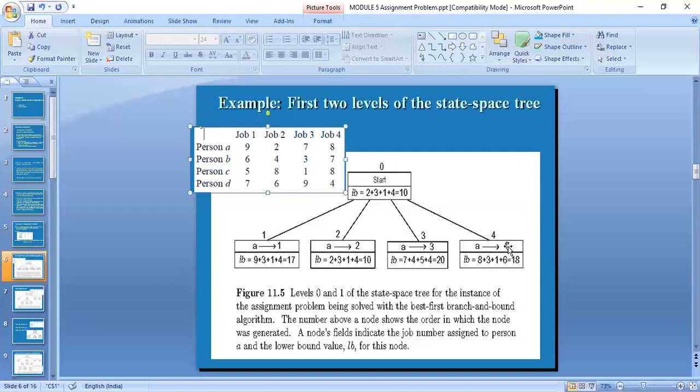Now, when you go for job 4, what is the value of 4? Job 4 is 8. Next, can you take 3? Yes. Why? It is not job 4, so we can take it. Now, person C, again the value is 1. Again, it is not job 4, so we are taking it. Now, come to person D. In this row, the least value is 4. But unfortunately, it is job 4. Job 4 is already assigned to A, so we are not supposed to take it. So we move ahead with the next least value. What is the next least value? 6. So 8 plus 3 plus 1 plus 6 is 18. Clear?